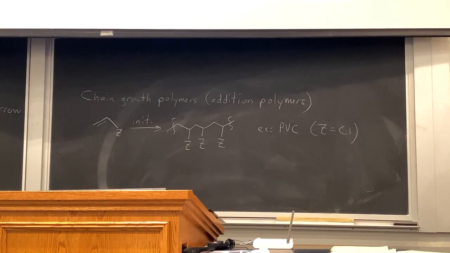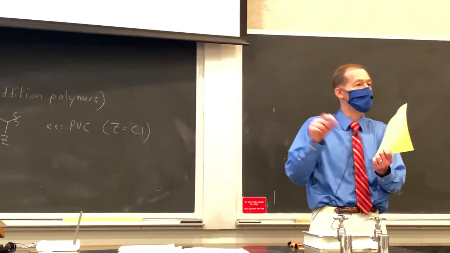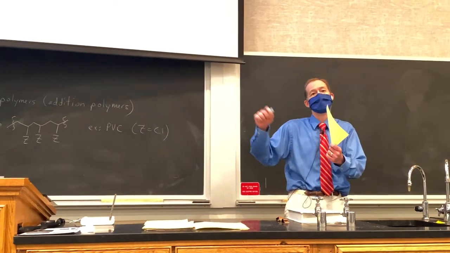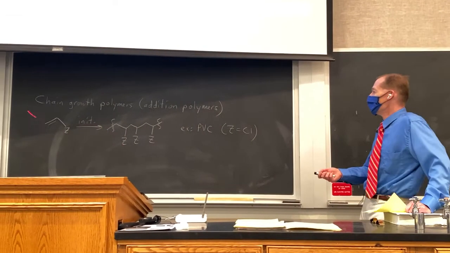And so the chain of atoms grows in a stepwise process by the addition of a new monomer to the growing chain. So that's why it's called a chain growth process. The chain is growing in a stepwise process by a monomer adding to the growing chain and then another monomer adding to the growing chain.